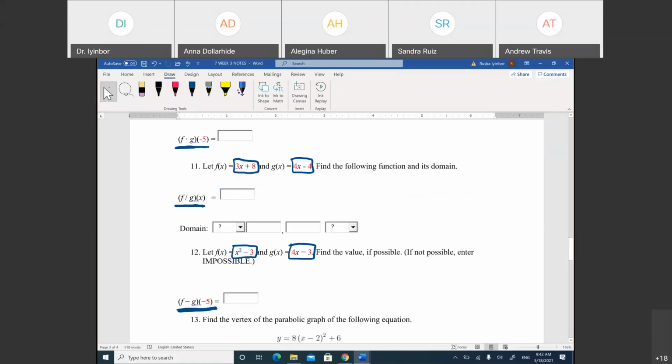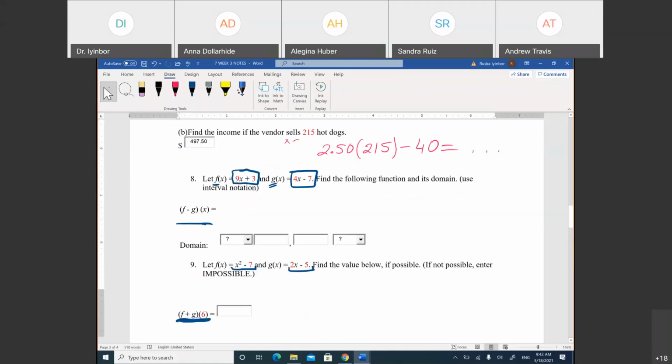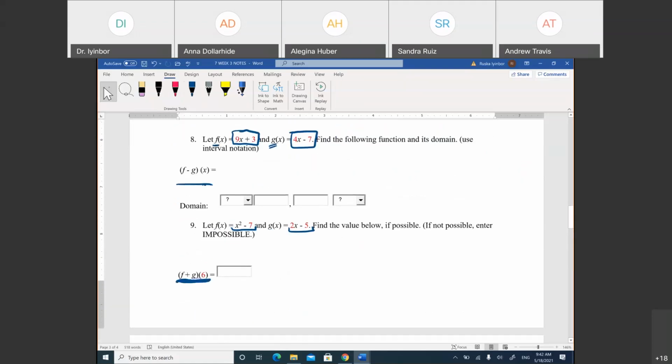So let's start with 8. If I have f minus g of x, if it's with x, you're going to keep it with x. So you're going to just do copy and paste pretty much. Okay? So f minus g, this is what you're doing. I'm going to copy f minus copy g and simplify.